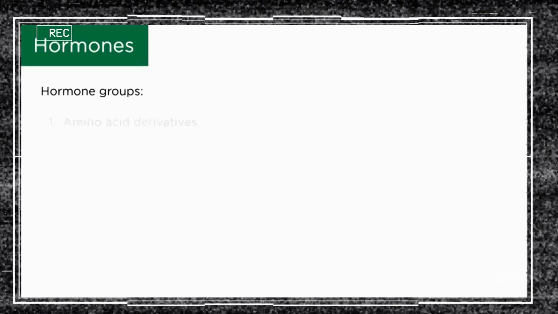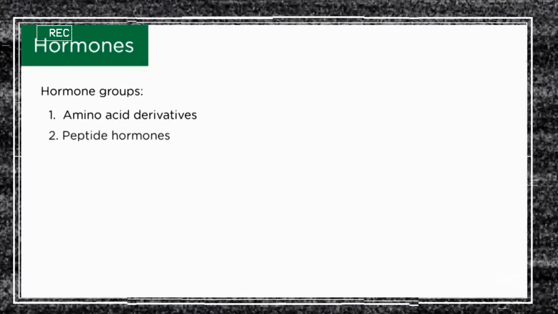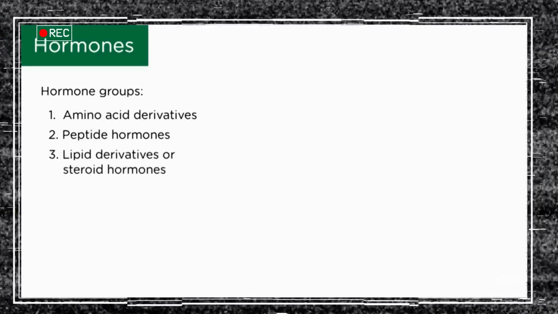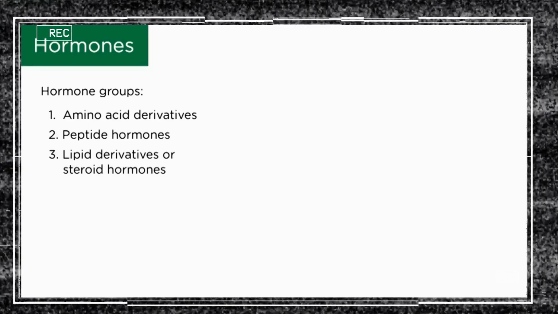There are three basic groups of hormones. 1. Amino acid derivatives. 2. Peptide hormones. And 3. Lipid derivatives or steroid hormones.